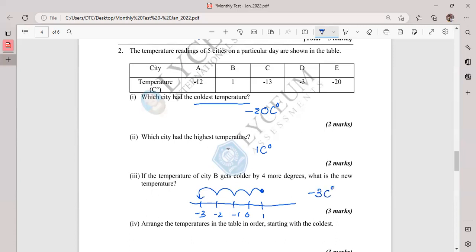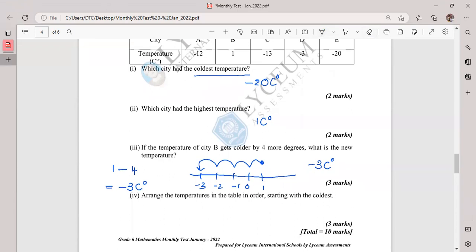-3 Celsius, please. Right? Or else you can do it this way: getting colder means reducing the temperature. Therefore, you can do it like this. Sorry, it should be 1. Reducing by 4 degrees, then the answer will be -3 Celsius. You can use either way. Either you can use the number line, or you can use the subtraction method to get the answer, right? So then we'll move to the next one.